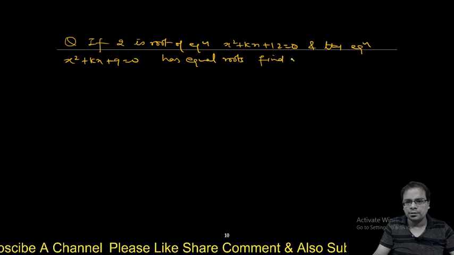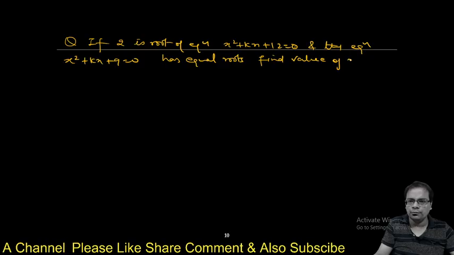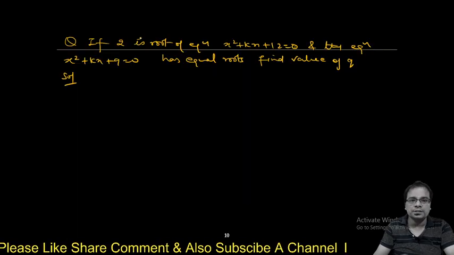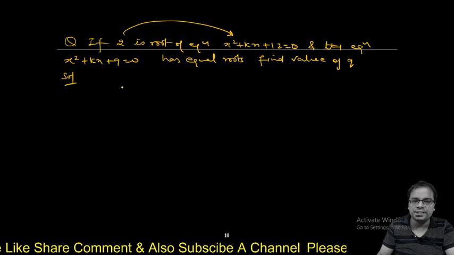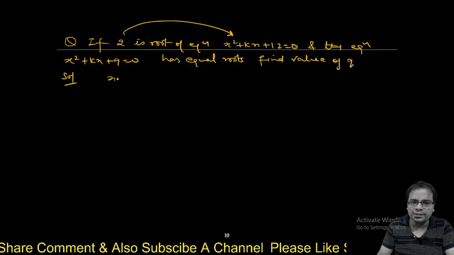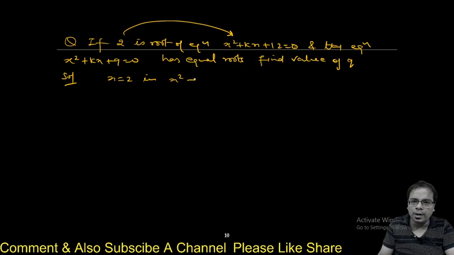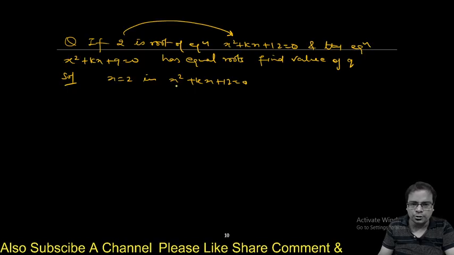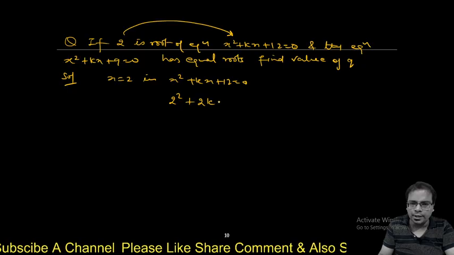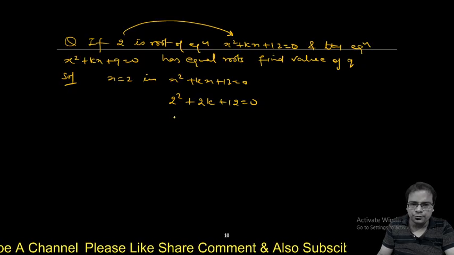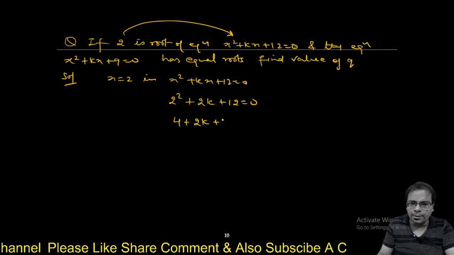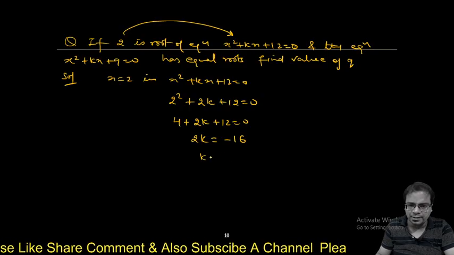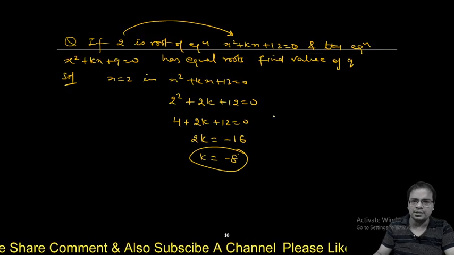We need to find the value of what? q. So what we have to do? If 2 is the root of the equation, it means this satisfies the equation. Put x equal to 2 in x square plus kx plus 12 equal to 0. That is 2 square plus 2k plus 12 equal to 0. So 4 plus 2k plus 12 equal to 0. So 2k will be equal to minus 4 minus 12, that is minus 16. k will be equal to minus 8.